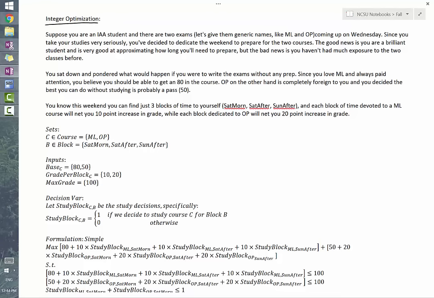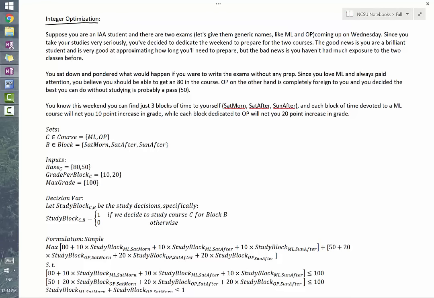These are, as Dr. Samuel suggested, very, very commonly used because most of the problems we face in life are probably integer problems. We have to decide whether or not we're going to do something, for example, or how many of something we're going to do. So let's dive into the problem.